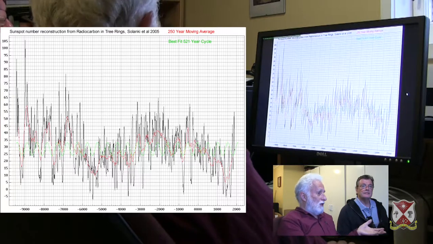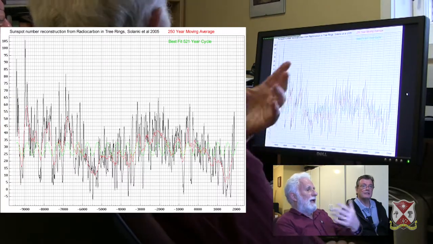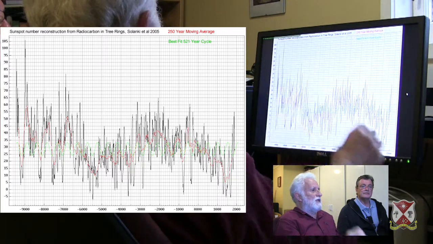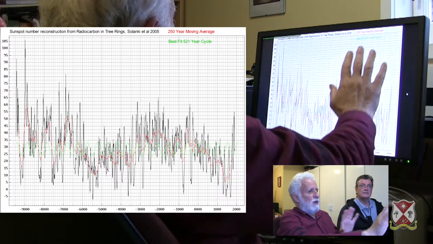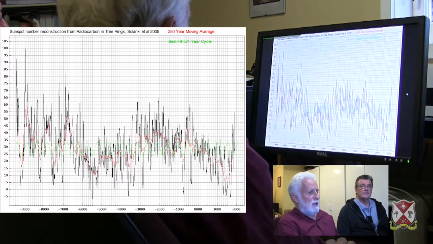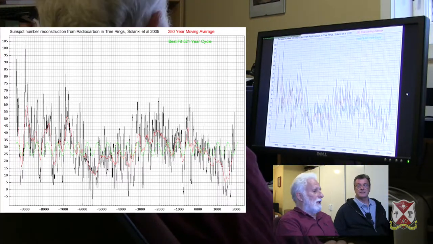Now of course this is a climate cycle and this is a solar cycle. But we would expect any cycle of that length in the sun to show up in climate. So this is sort of an agreement between this reconstruction of the sun and Wheeler's cycle. It is very interesting and significant.